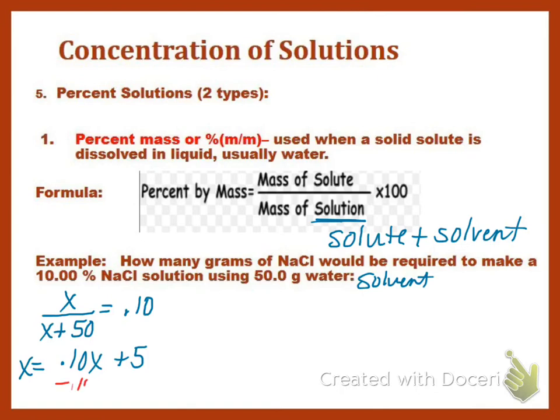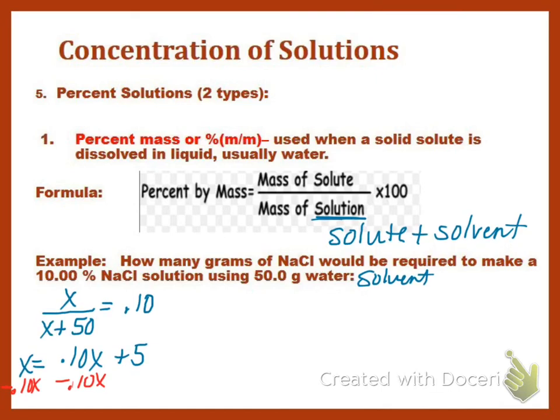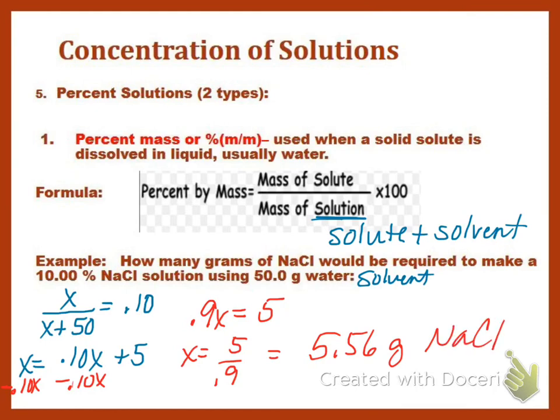So we cross multiply, and we get X is equal to 0.1 X plus 5. Why is it plus 5? Because 0.10 times 50 is 5 when I cross multiply. So then I'm going to subtract 0.10X from both sides. So then I'm going to be left with 0.9X is equal to 5. So then X is equal to 5 over 0.9, which is 5.56 grams of sodium chloride. So I would add 5.56 grams of sodium chloride to 50 grams of water, and I would have a 10% solution of sodium chloride.